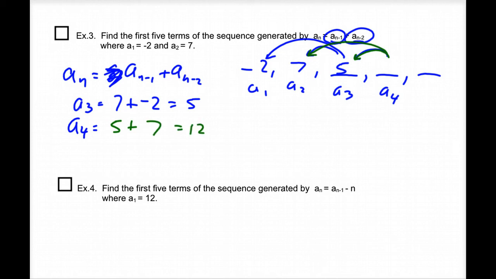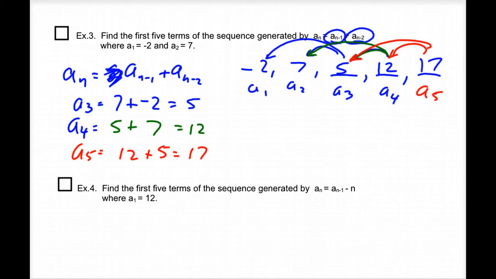Okay, one more. We're going to find a sub 5. I take 1 to the left, which is 12, and add a 2 to the left, which is 5. And I get 17. And there are the first 5 numbers in that pattern. The first 2 were given to me, the negative 2 and the 7 were given to me. I just had to find the other 3.